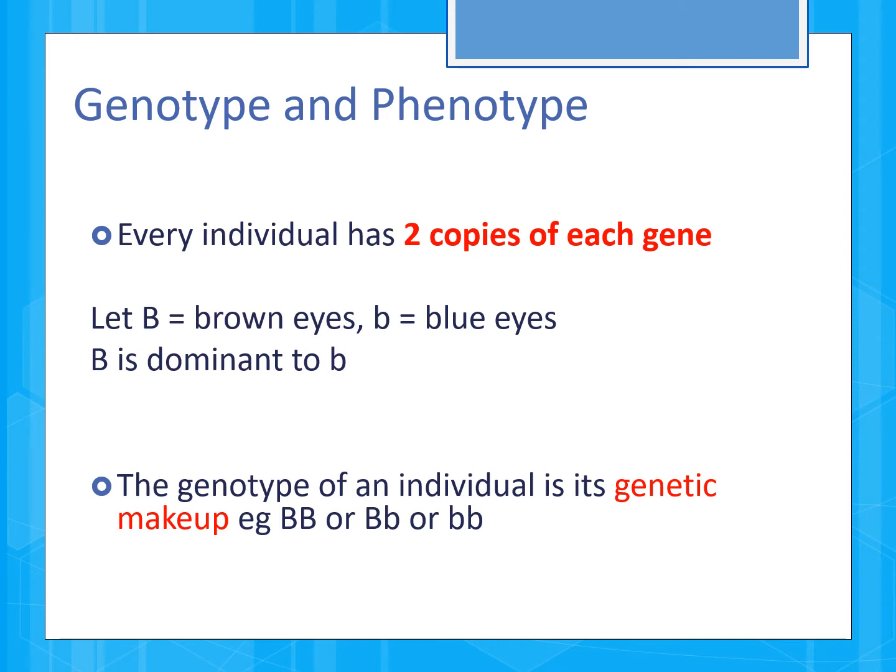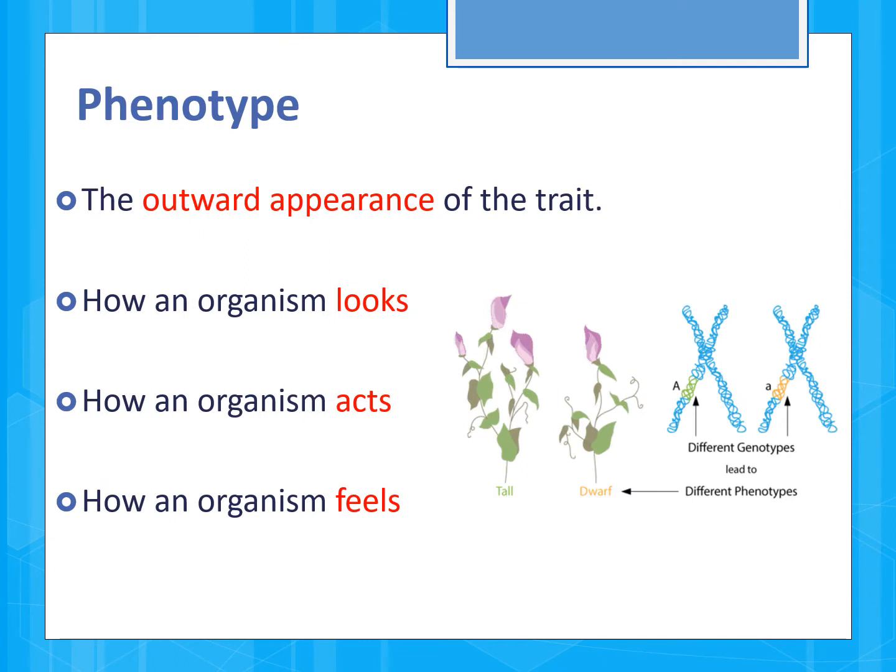So what genotype means is the genetic makeup. So in other words, what alleles, what variants of that gene does the individual have? What 2 copies of the gene do they have? That's what the genotype is. The phenotype is the outward appearance. So it's how the organism looks, how the organism acts and how it feels. So the phenotype is determined by the genotype.